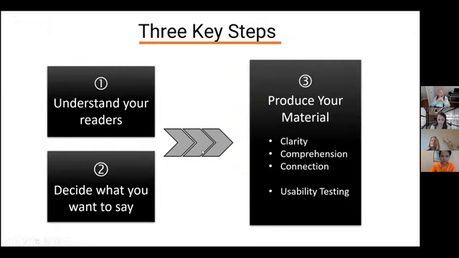Okay, so let me show you the basic process that I came up with here. There are three steps, and they really need to be done in this order. So the first thing is understand your readers. The second thing is decide what you want to say. And the third thing is produce your material for clarity, for comprehension, for connection, and then finally test it to make sure that it works the way you want.